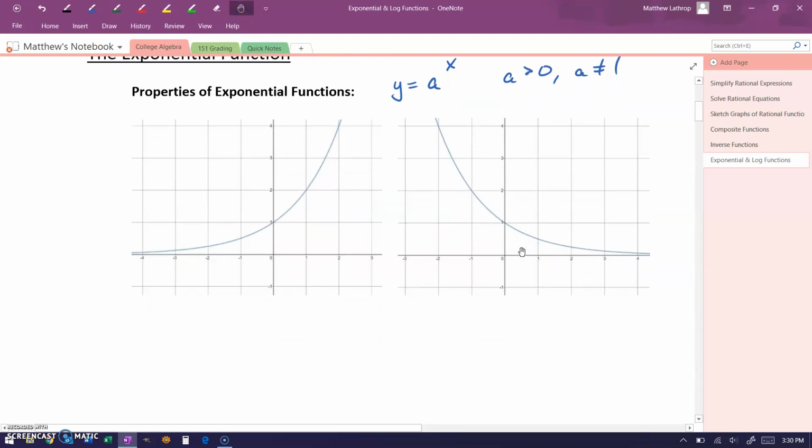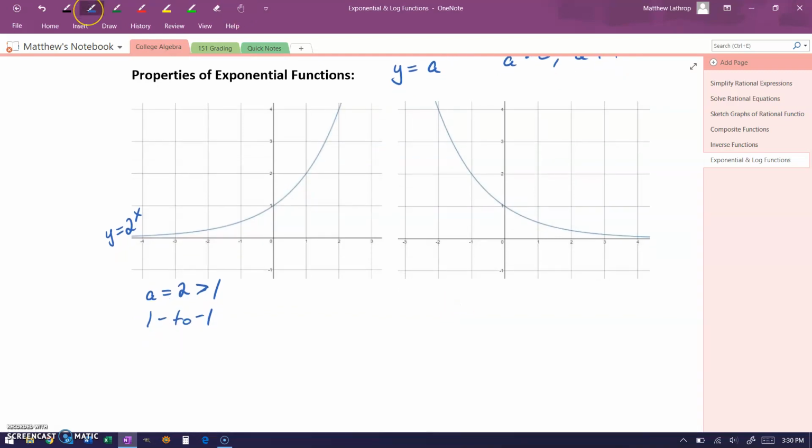We have the graph of two different exponential functions below. The first is the graph of y equals 2 to the x power, as an example of one exponential function. This is a case where our value for a, which in this case is equal to 2, is greater than 1. We can see that this is a one-to-one function because it would pass the horizontal line test.